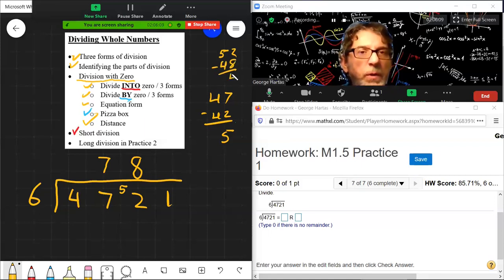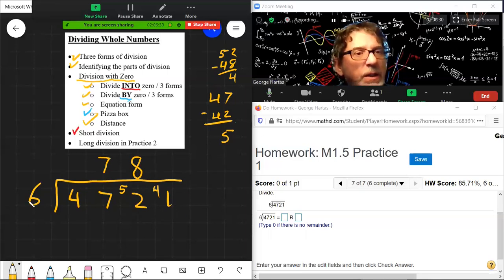The difference is 4. Now, if you can do these steps in your head, go for it. But sometimes it's hard to juggle those numbers in your head, so you can write it out like this. So remainder is 4. That goes right there. So this now becomes a 41.